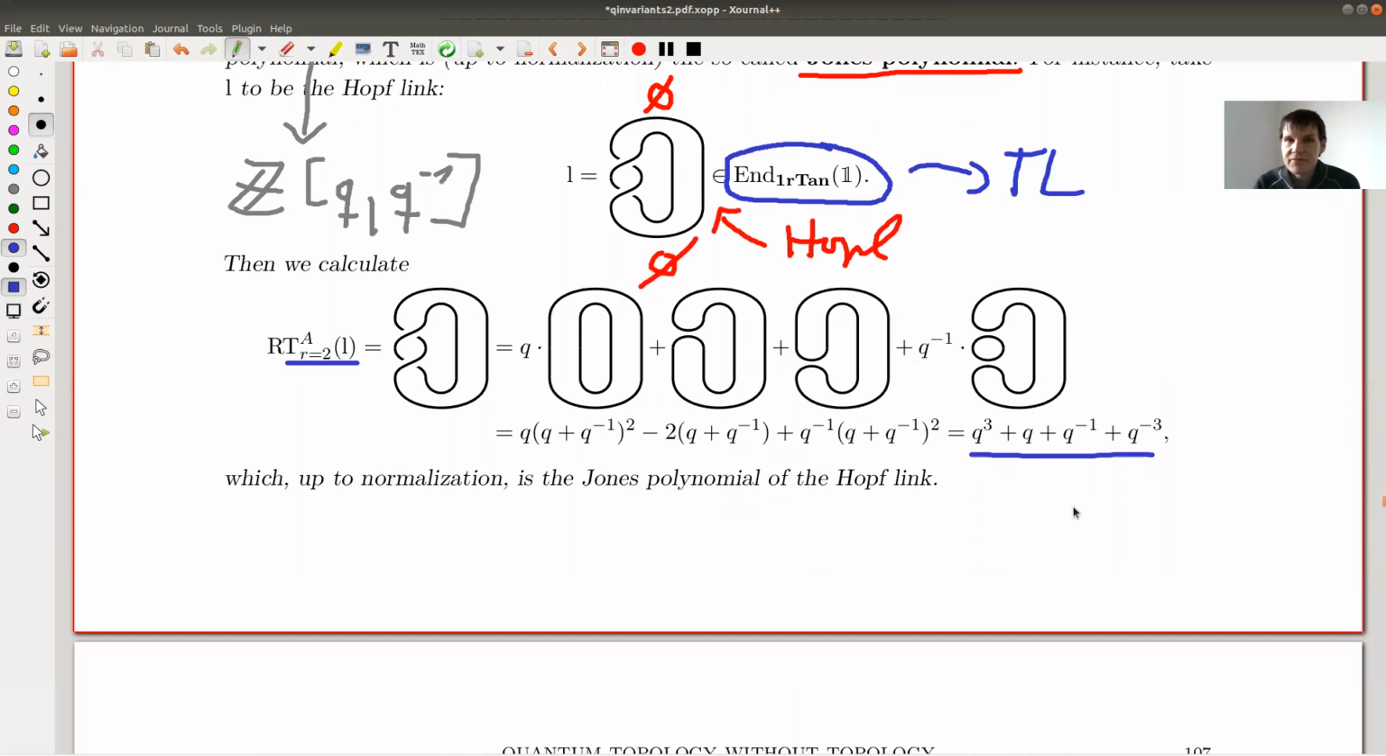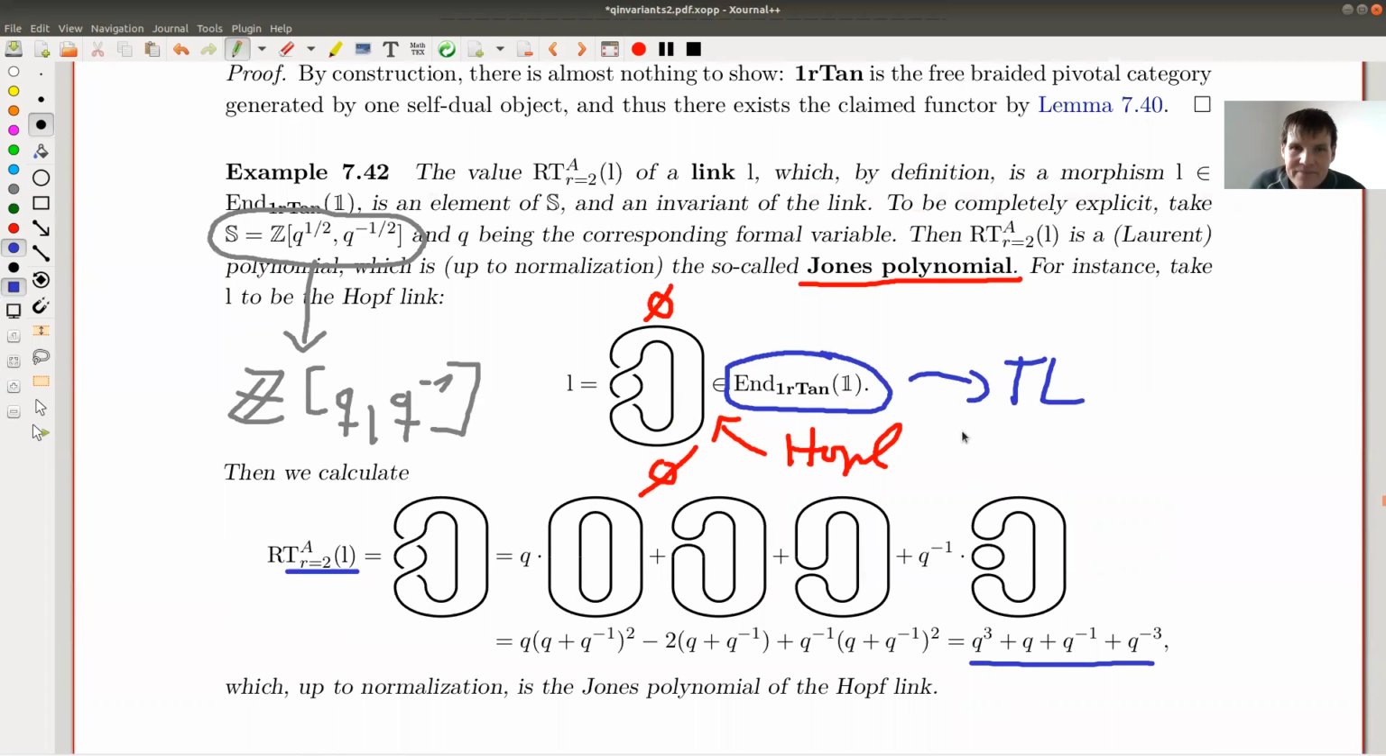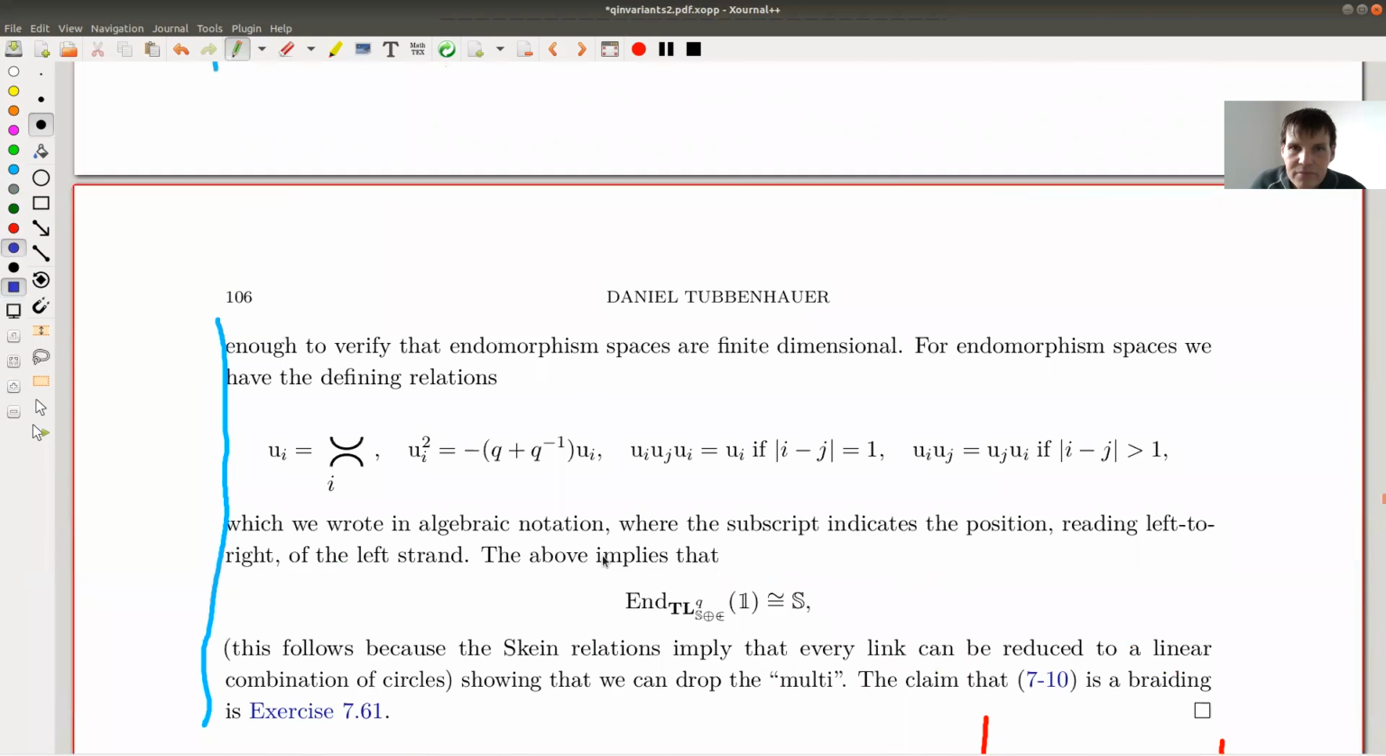This is really good. No matter what kind of diagram I would use for the Hopf link, my invariant would always be the same. That's why it's called an invariant. It's always whatever it is, q plus q inverse plus q to the minus 3. So this is something you can easily calculate. For any link diagram, you can easily calculate this invariant, and you don't need to know anything except the diagrammatic rules from above.